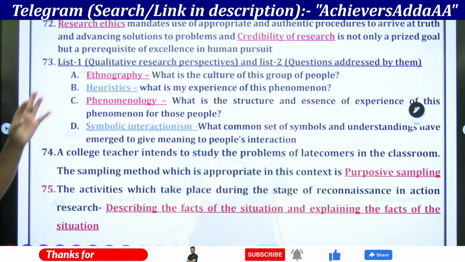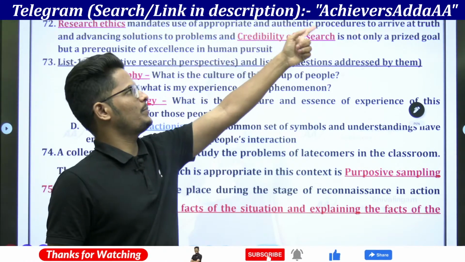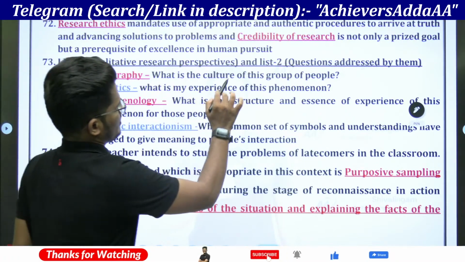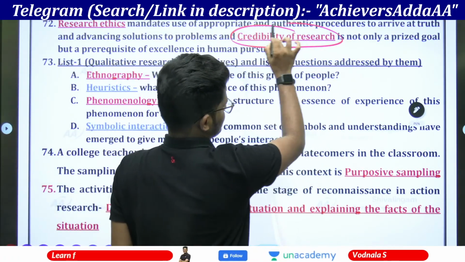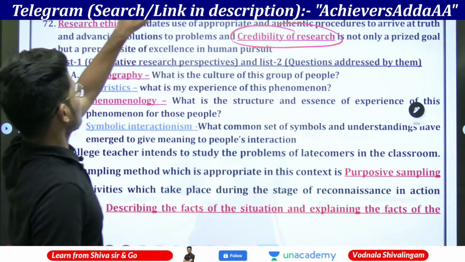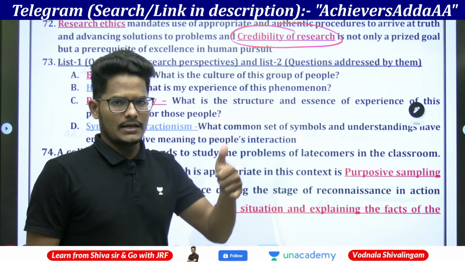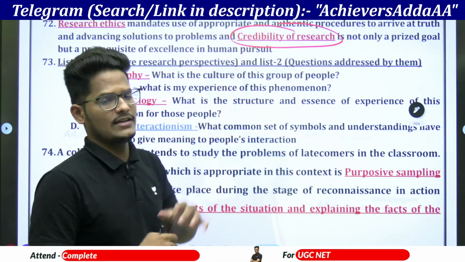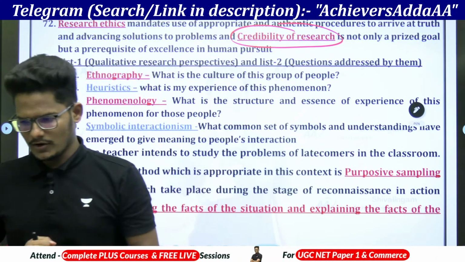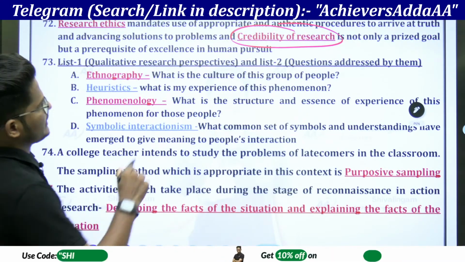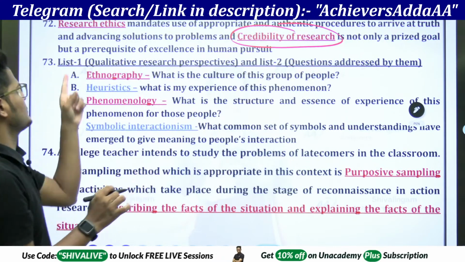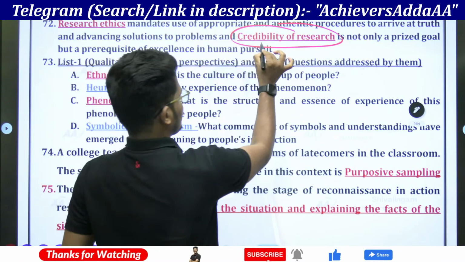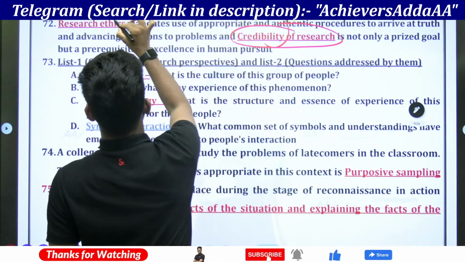Research ethics mandates the use of appropriate and authentic procedure to arrive at truth and advance the solution to your problems, and credibility of the research. See here, research ethics are creating the credibility. When you follow it, that will create authenticity of your study, whatever you performed. Moreover, credibility of a research is not only a prized goal but a prerequisite for excellence in a human pursuit. So credibility can be achieved when you follow the research ethics.